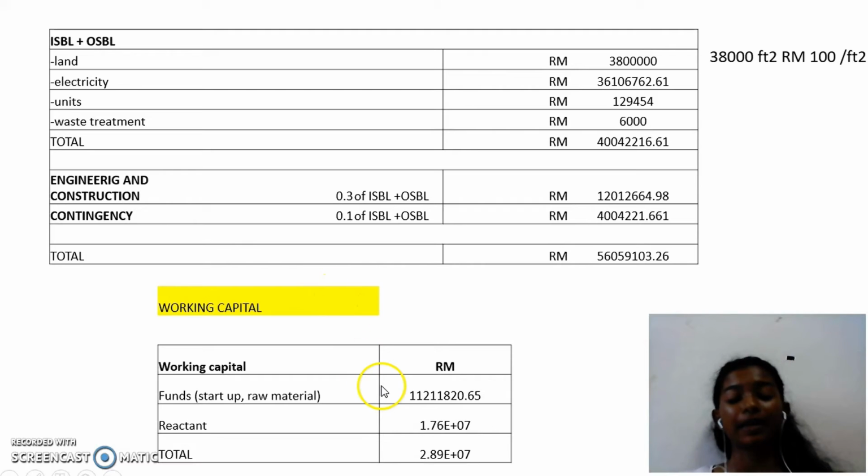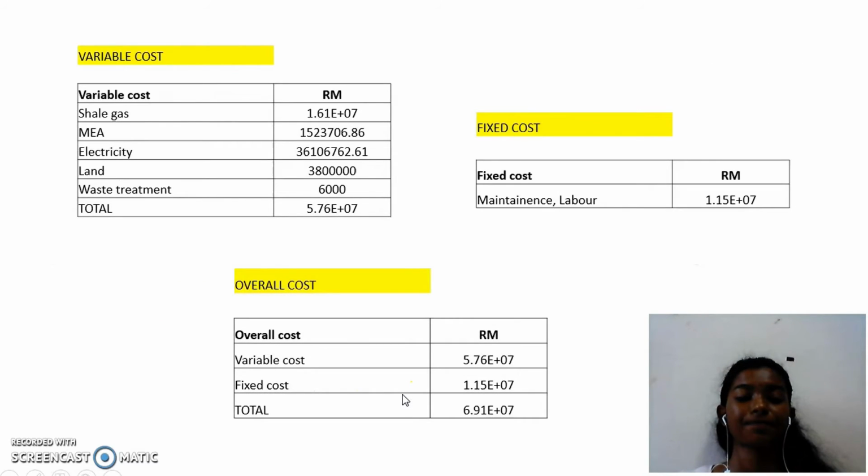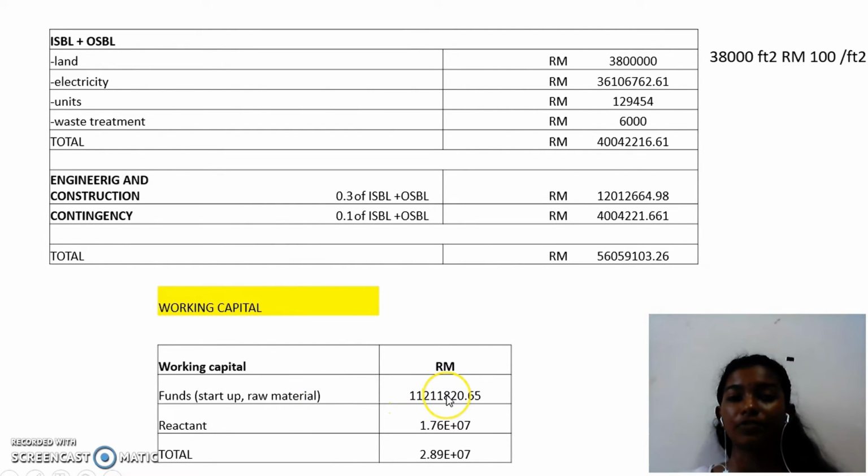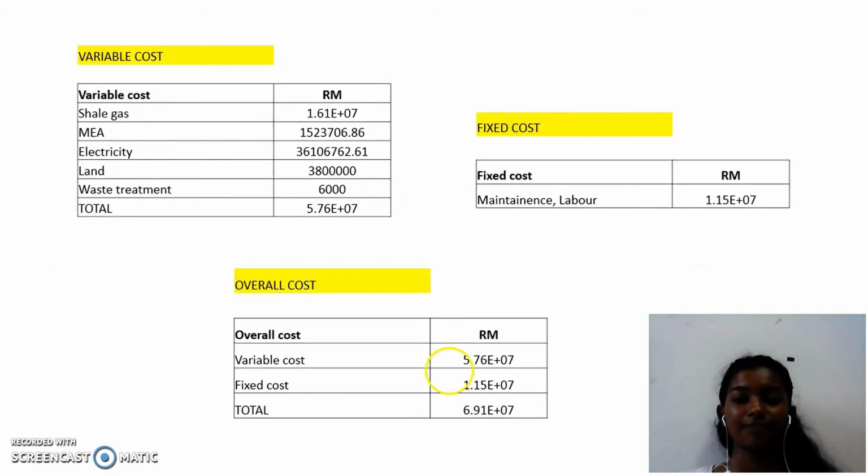For the working capital, we calculated the funds and the reactant value. The reactant is shale gas and MEA, and for the funds is the startup and raw materials that is needed. The funds is 0.2 of the capital cost.